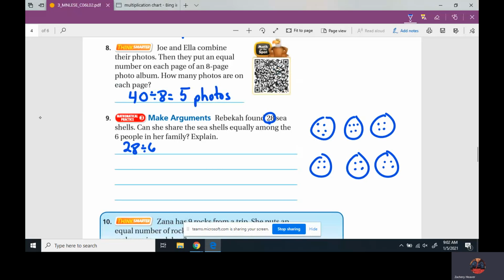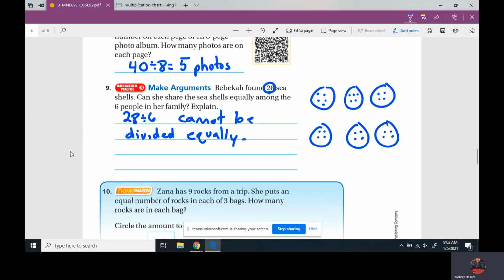So 28 divided by 6 cannot be divided equally. We looked at our multiplication chart. We looked at our groups. There's not enough to fill all of these equally, okay? 28 divided by 6 cannot be divided equally.